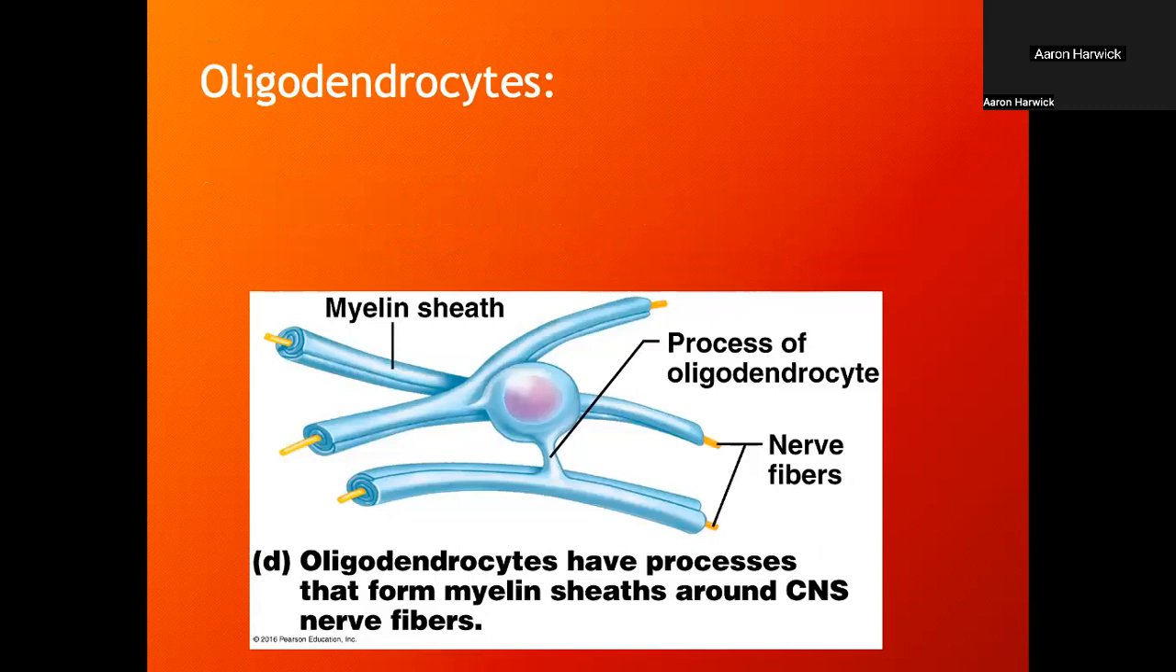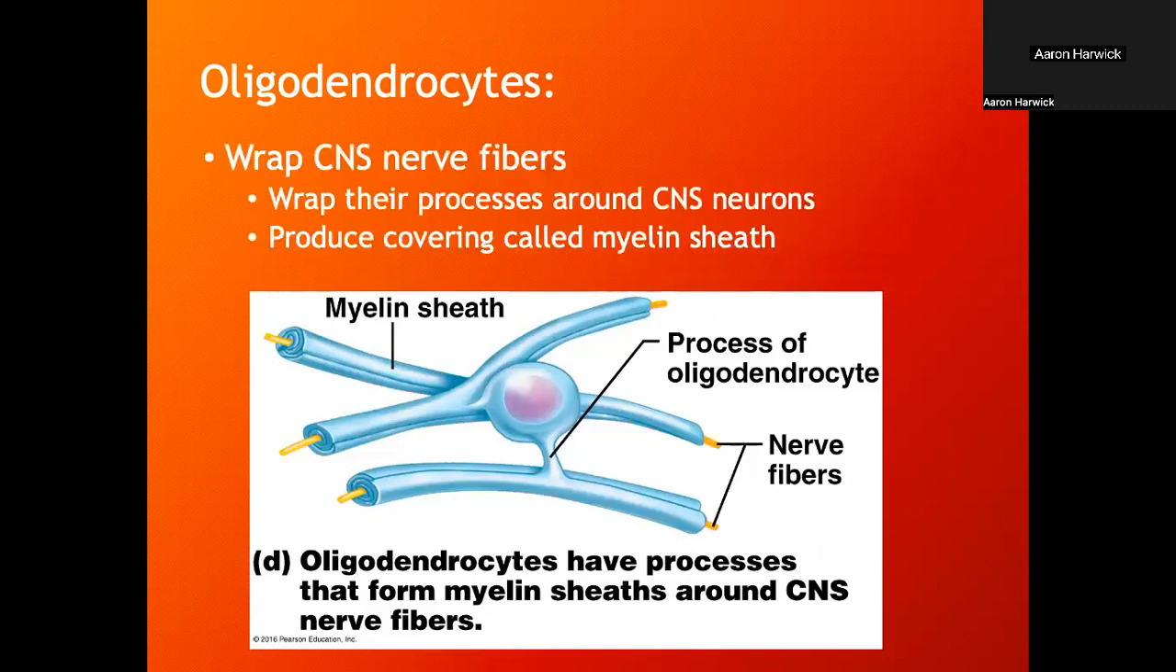Then we also have oligodendrocytes. Their main thing is wrapping the central nervous system fibers in what's called a myelin sheath. This myelin sheath basically helps more quickly conduct the nerve impulses of the central nervous system or the nervous system in general. So myelin sheaths help with nerve impulse conduction. And the central nervous system myelin sheath cell is the oligodendrocyte.